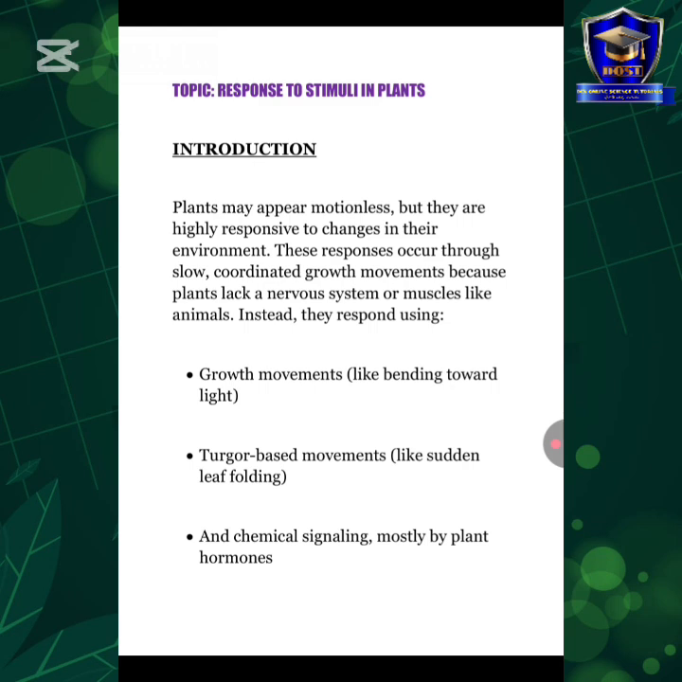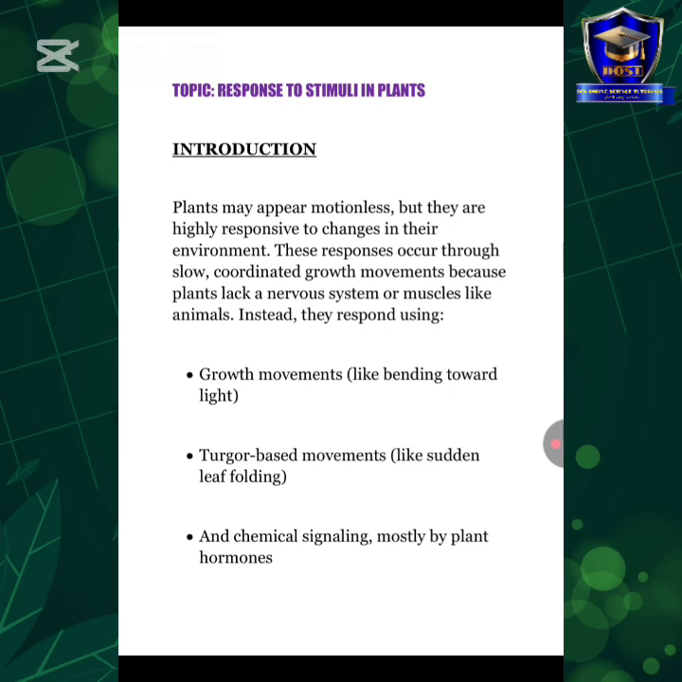So, as a way of introduction, plants appear motionless. That is, they remain static whenever you see them, but they are highly responsive to change in the environment. These responses are carried out through slow, coordinated growth movements because plants lack a nervous system or muscles that animals have. So instead of responding the way animals do, their own type of response is kind of different. They respond in a different way, and most of the time, their responses are growth responses. Meanwhile, those of animals are coordinated by the nervous system.